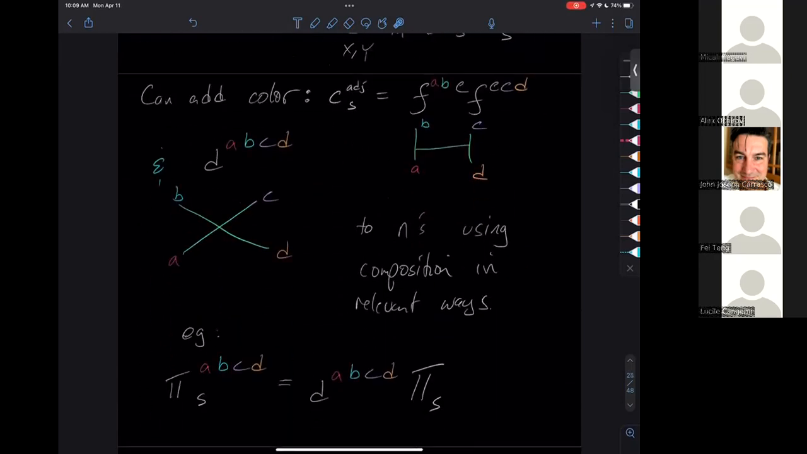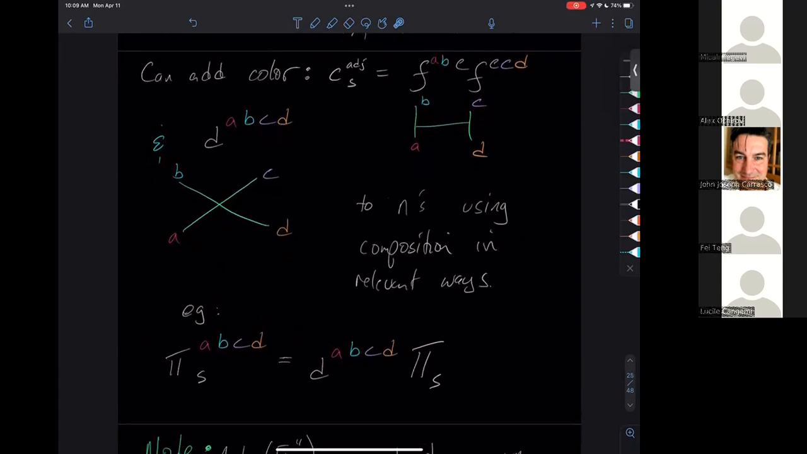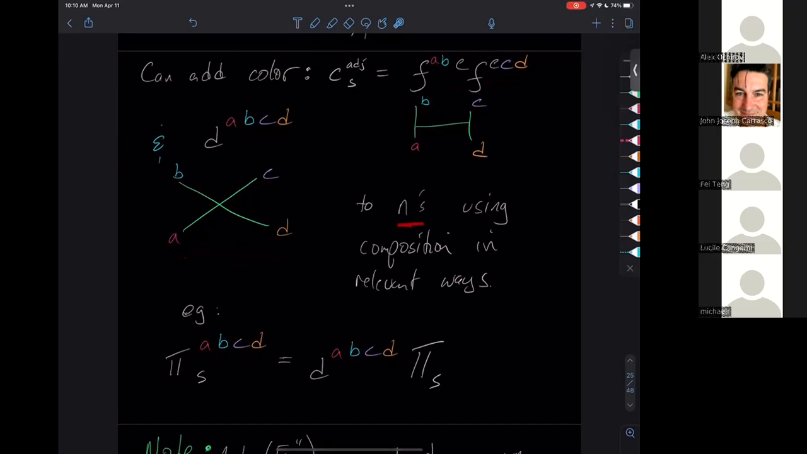Yeah, that's it. Of course, you can add color, right? So what color weights do we have around at four points? Well, we've got the standard adjoint color weight, and we've got this nice permutation invariant d^{ABCD}. And you can add these colors to the various numerators using composition in the relevant ways. For example, you can add color to these pions while maintaining an adjoint structure by simply multiplying by the permutation invariant, by taking this permutation and adjoint composition.